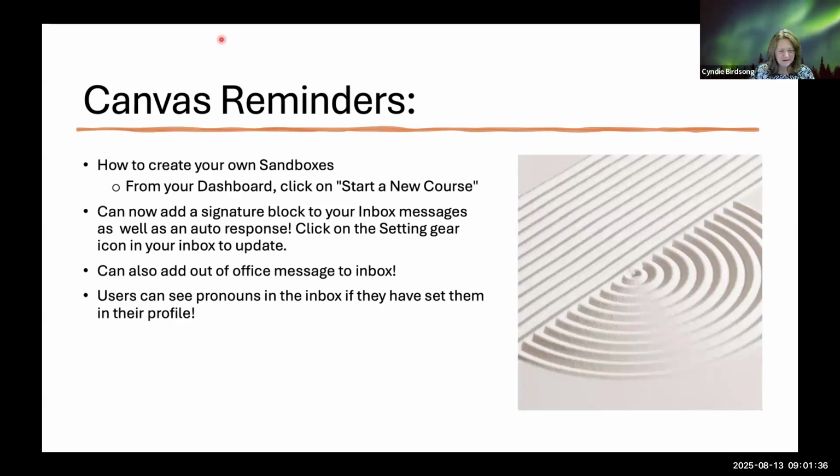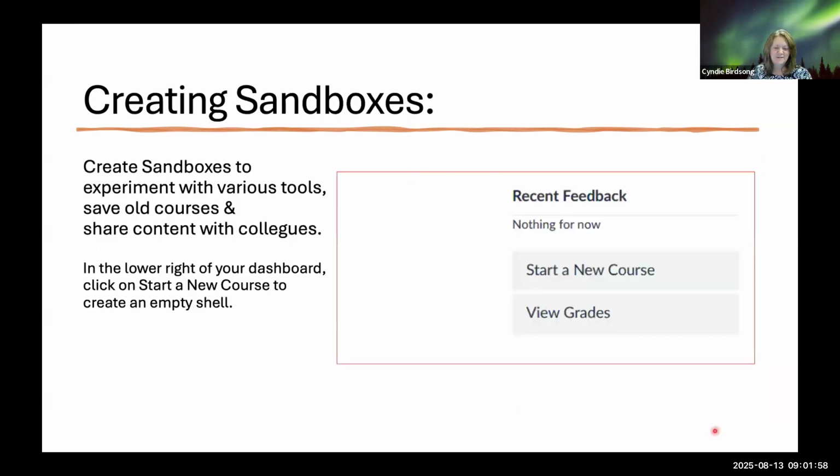You can now add a signature block to your inbox messages. So when you inbox people, your signature block is there. You can also add an out of office message, which is really cool. And then another thing is users can see the pronouns in your inbox name, which is kind of nice if you have them set up in your profile. So if we go to the next slide, I'll dive down a little bit.